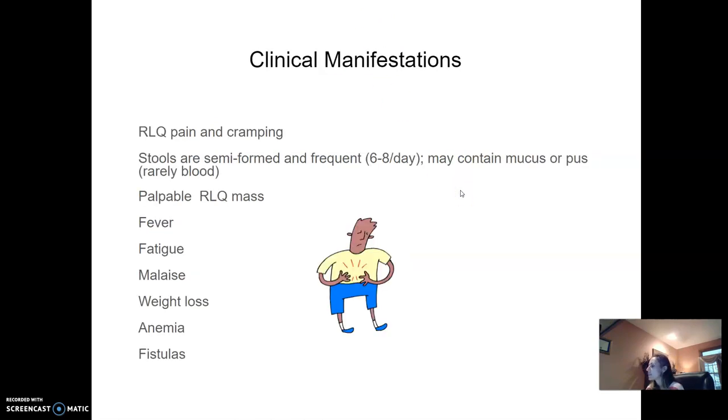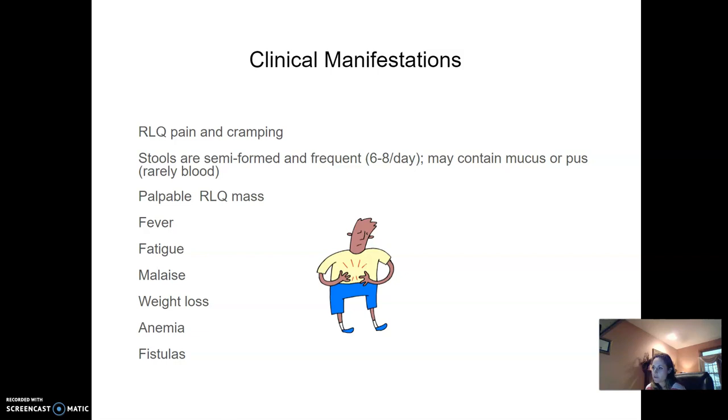Our clinical manifestations, again, you see that right lower quadrant pain, but this is chronic, unlike appendicitis, which is acute. They're going to be crampy, they're going to have lots of semi-formed stools, possibly diarrhea, 6 to 8 times a day. It's going to be real mucousy and pussy, but you rarely will see blood with Crohn's disease. If they have a lot of inflammation in that area, you may even feel a mass down there.